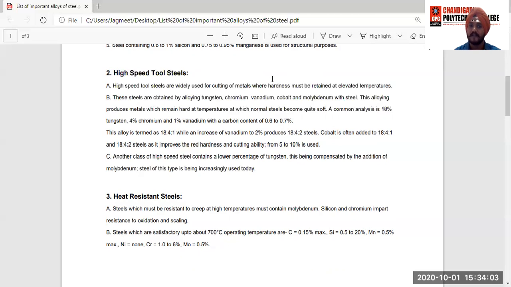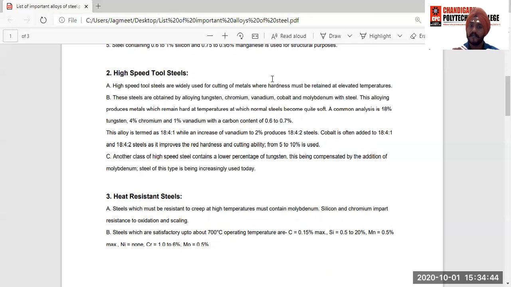This alloying produces metal which remains hard at temperatures at which normal steel becomes quite soft. The common analysis is 18% of tungsten, 4% of chromium, and 1% of vanadium with a carbon content of 0.6 to 0.7%. So this is the main proportion used in high speed steel. You can see 18 ratio 4 ratio 1. This ratio is used in high speed steel for making different cutting tools.